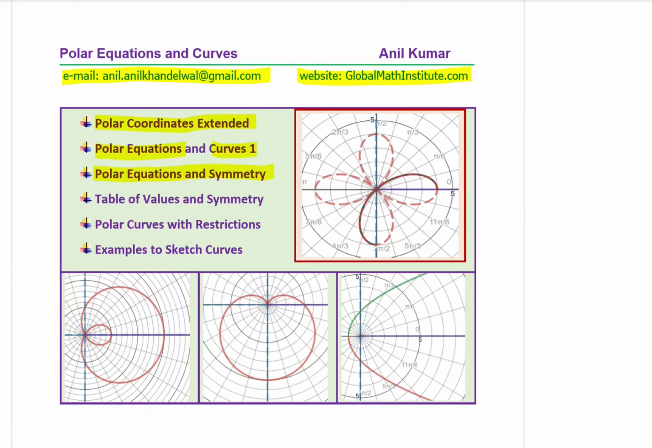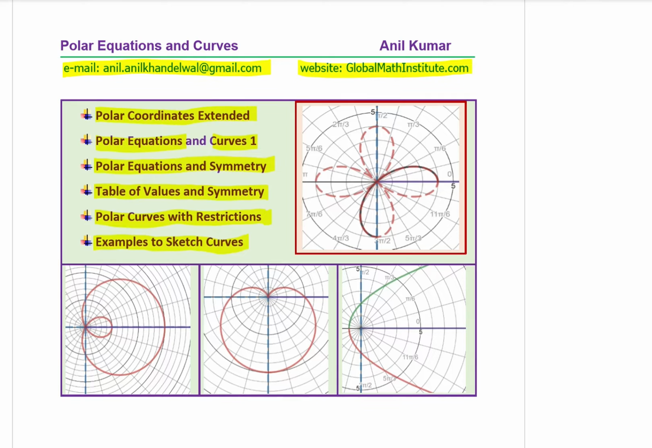Once we know the symmetry, then we can have a table of values for the restricted portion, and using symmetry we can sketch the curve. Well, the polar curves will also have restrictions, so we'll look into examples where the restrictions will be applied. All the examples which I am discussing in this video are from previous test questions. Here are a few examples shown here of the polar curves. We are going to look into these as we move along.